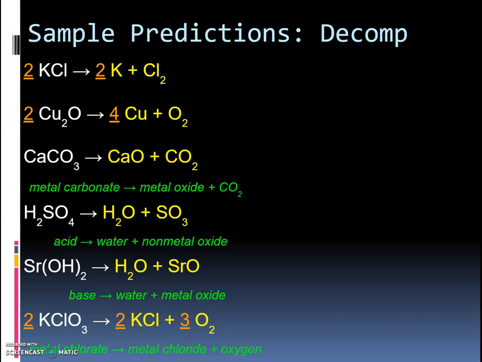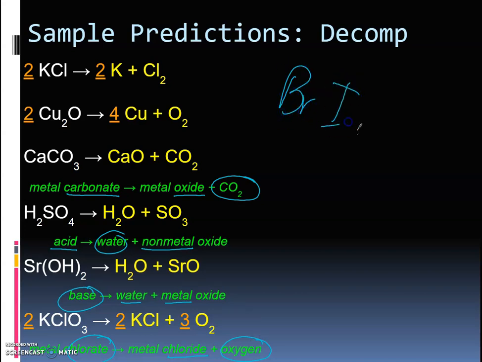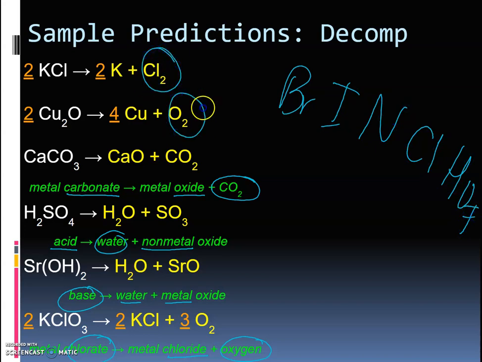So again, if you can't read my lovely penmanship, take some time, push pause, try them, but you'll see that I walk you through the special reactions down at the bottom. You have your carbonates, which make your metal oxide and CO2. Your acids make water and your nonmetal. Your base makes water and your metal. And your chlorates make your chlorides and oxygen. Don't forget all about Brinkelhoff, because if any of these guys are diatomic, you need to show that. All right, so that is decomposition, aka the divorces.